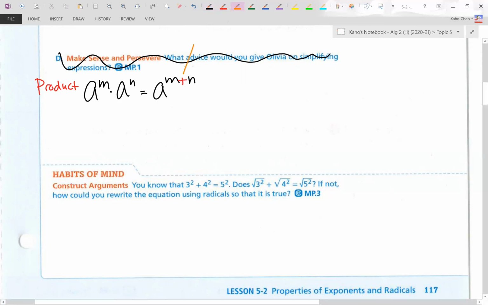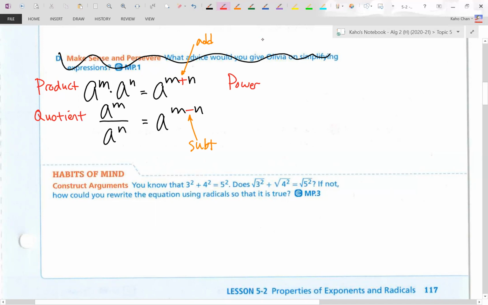That's the rule. The opposite of product, of course, is quotient. That's next. We have a to the m divided by a to the n. Here, the rule is to subtract the exponents. Next one is called the power of a power. A to the m to another power n. Here the rule is to multiply the exponents.